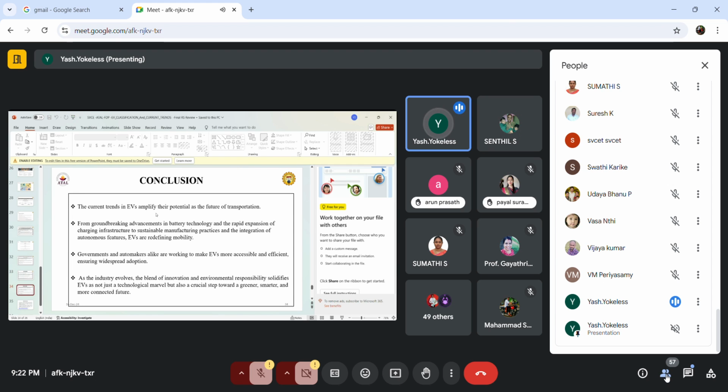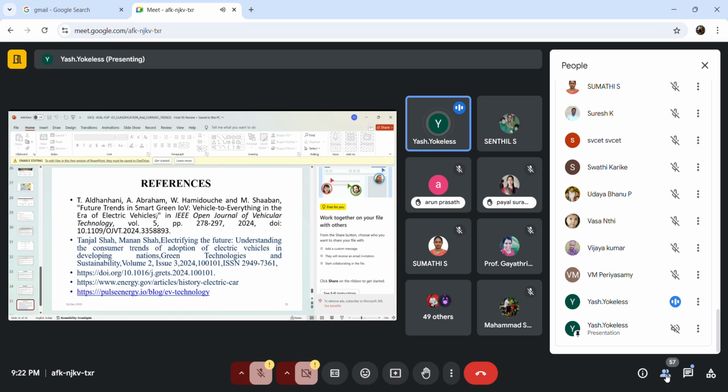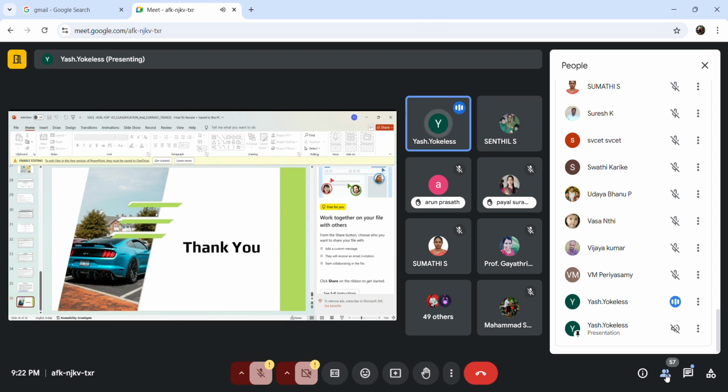Sorry. Here we discussed the types and then the current trends: what the technologies are. Current trends include adoption, modern technologies, EV infrastructures, and battery technology. These are the recent research. These are some references I have taken. Thank you. Any queries, please ask.